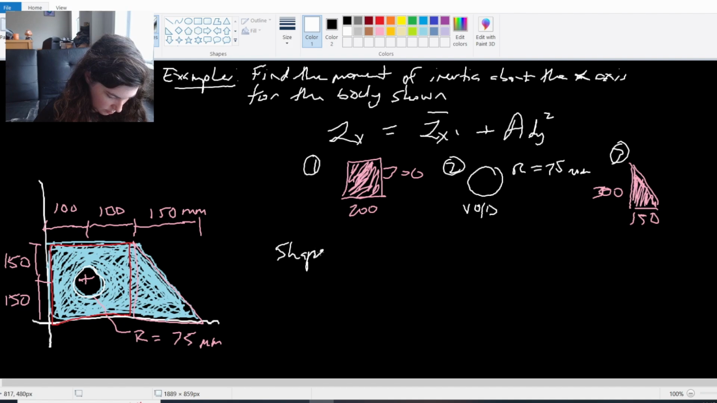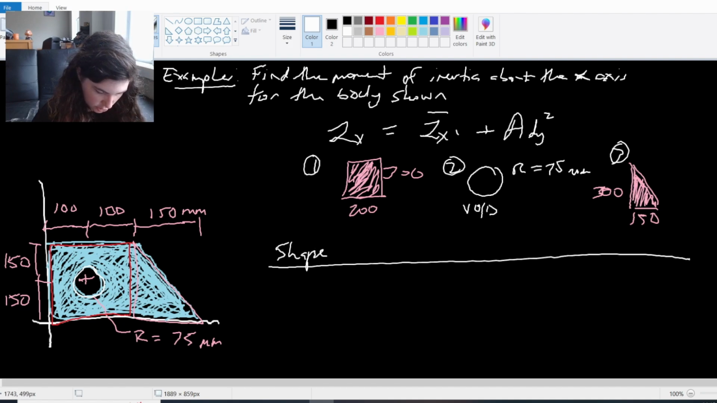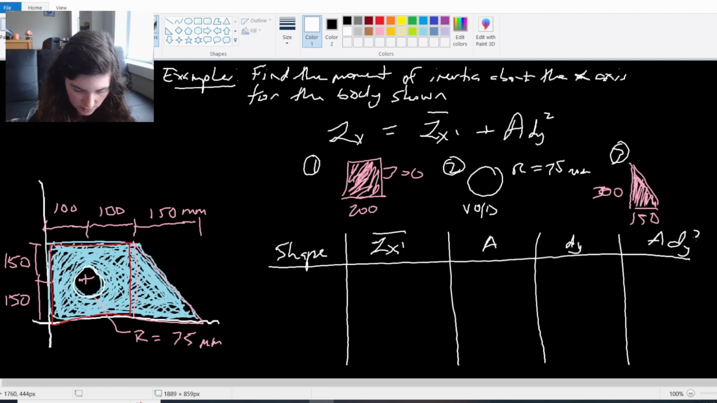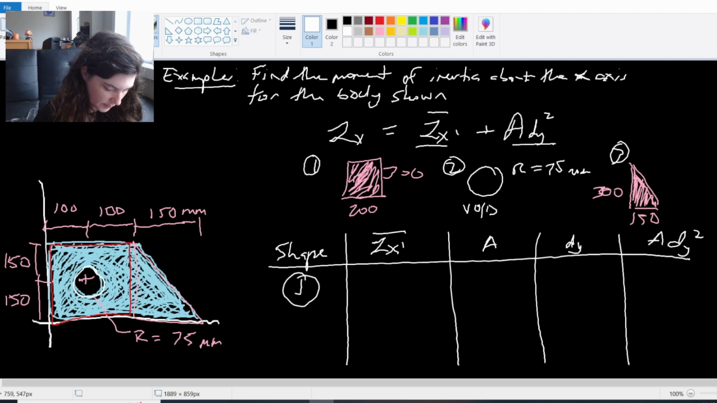So we'll set it up just like we did with the centroids. Shape, and then every piece of information that we need. So this Ix prime that comes from the table, the area, dy, and then the multiplication across, because this is what's getting added, a times dy squared. So that way I have both terms that are actually going in the equation located in my table. I'll do that multiplication across. Shape 1, shape 2, shape 3.